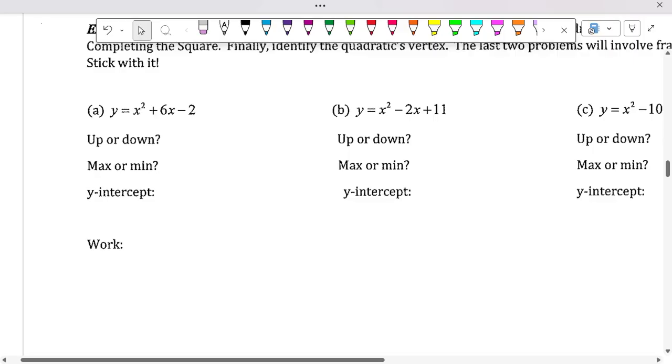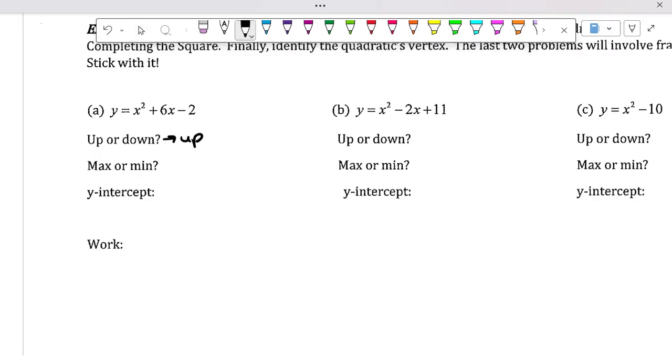So let's look at letter A. First off, let's just get some stuff from the standard form. So based off of the standard form, would this graph open up or down? It'll open up. So would it have a max or min if it opens up? It has a min. And what's the y-intercept? It's 0, negative 2. Good.